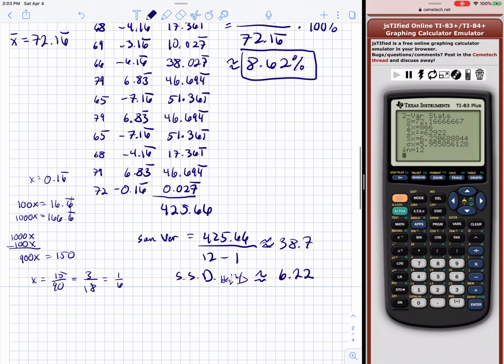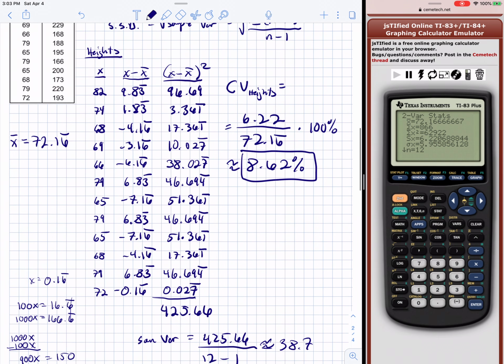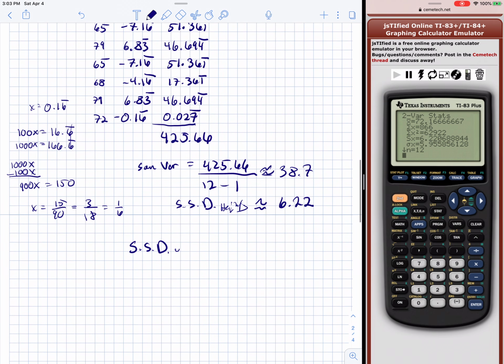So that means off the rip, we have the sample standard deviation for our weights, right? So the variable 2 tells us for the second variable we wanted the stats there. So we know the sample standard deviation is the S, the 6.22. Let me see. Am I looking at the right thing? Maybe not.